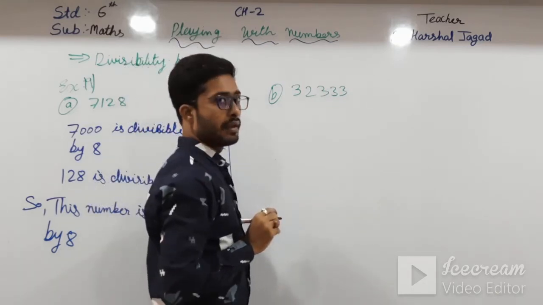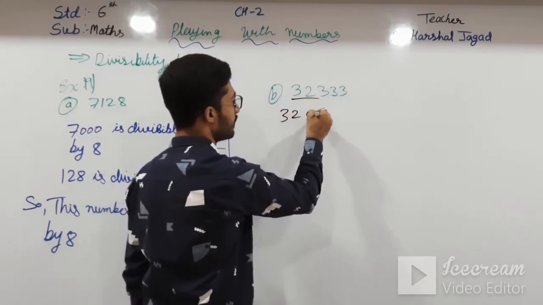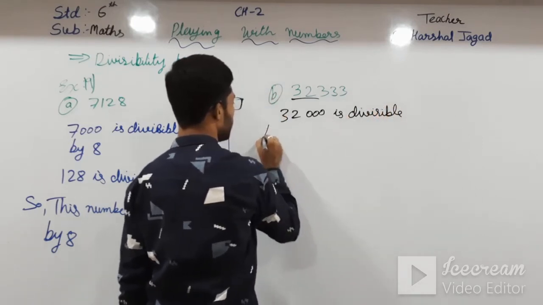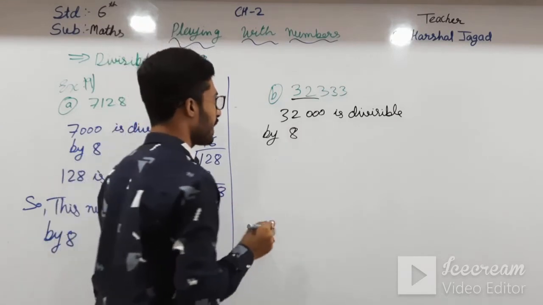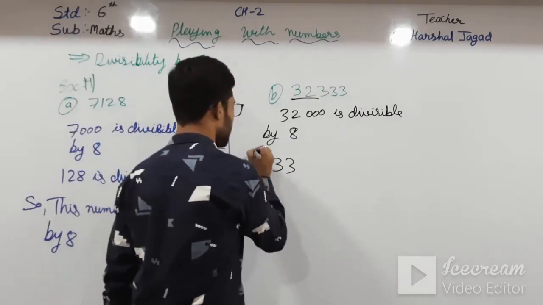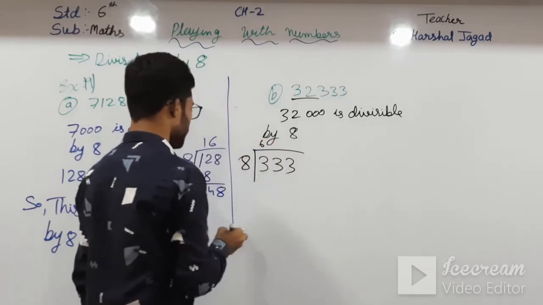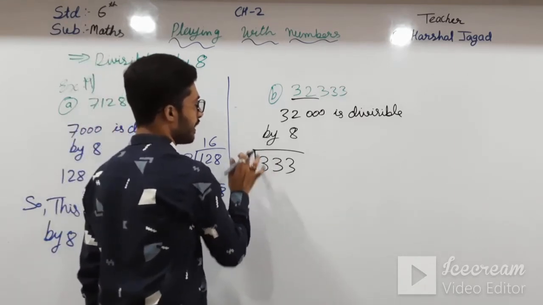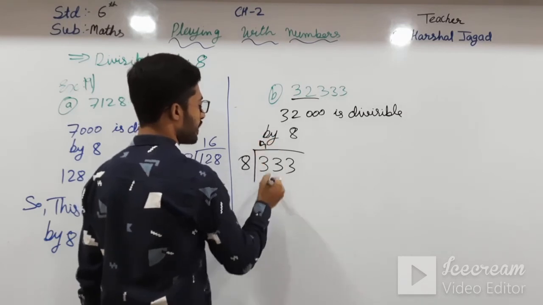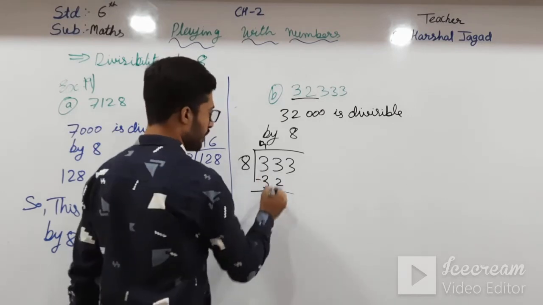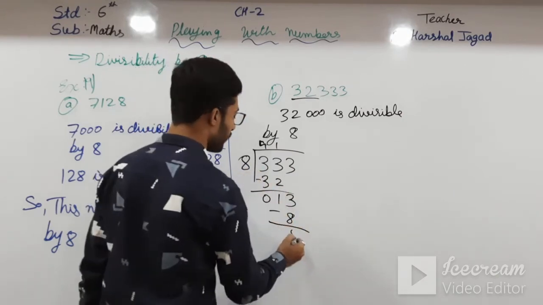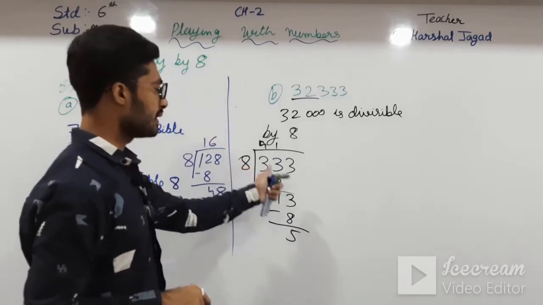See here. 32,000 is there. 32,000 is divisible by 8. Okay students, now seeing whether 233 is divisible by 8 or not. Let us see that. 8 fives are 40, then 4 eights are 32, 8 fives are 40. So here remaining 1, 13. 8 ones are 8, so 8, 9, 10, 11, 12, 13, remaining 5. So it is not divisible by 8. 233 is not divisible by 8.